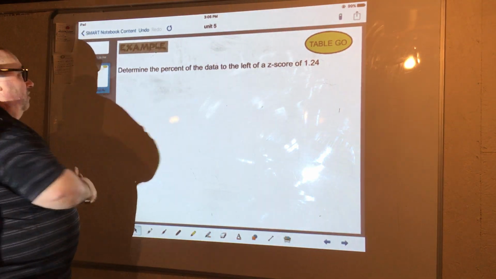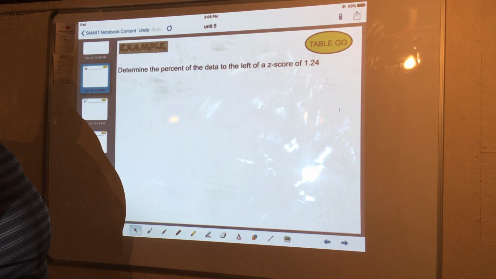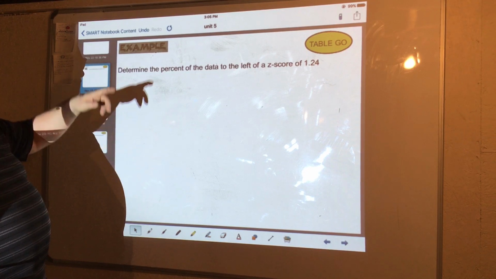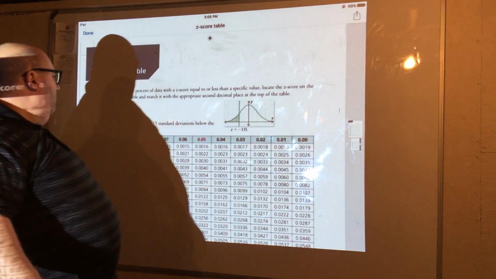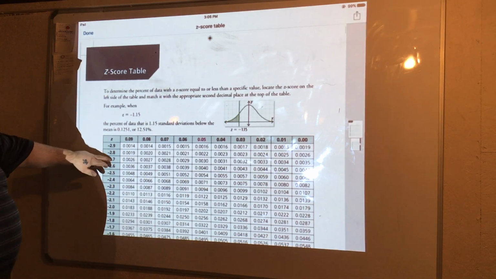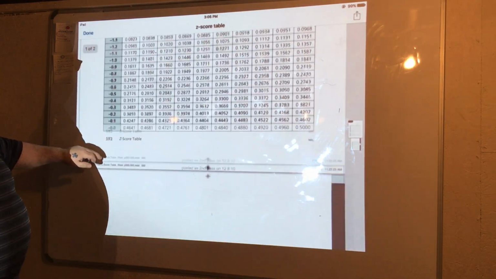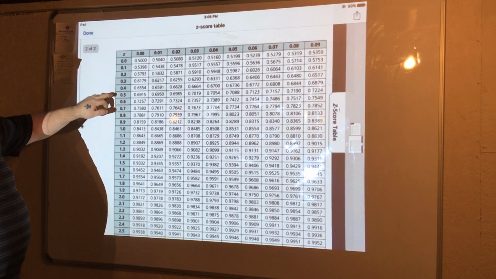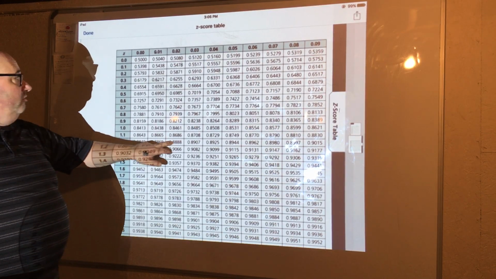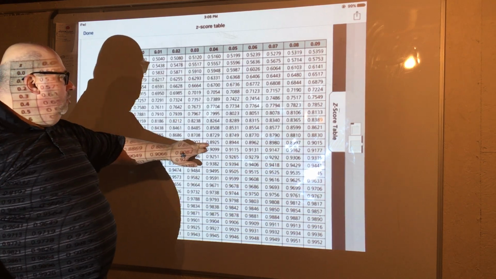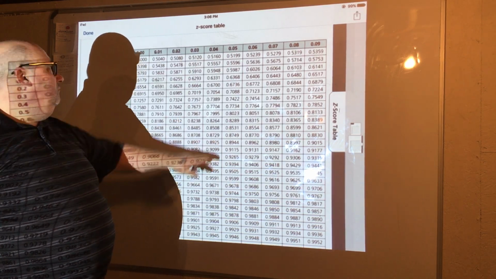So let's determine the percent of data to the left of a z-score of 1.24. Okay, great. So let's go to our table, 1.24. So now we're on our positive side. Let's move this up. That's 1.24. So 1.2, and then we go over to the 4. 0.8925. Yeah, let's close that.